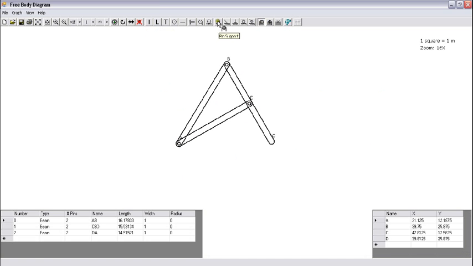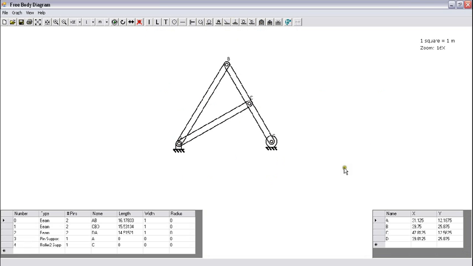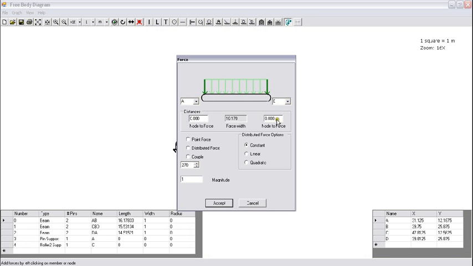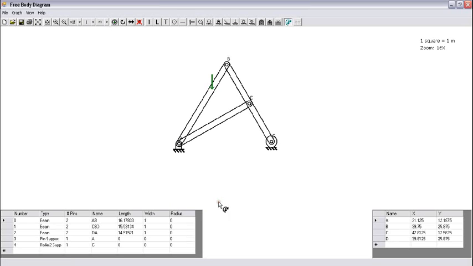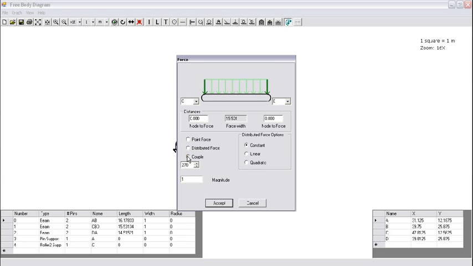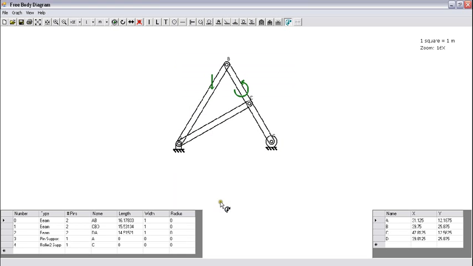And then we take a pin support, put it here, and take a roller support. Then we apply the loading on this. Let's put a point force at a distance of 5 with a magnitude of 1000, and on this member let's put a couple at a distance of 5 with a magnitude of 2000. So now this is our structure.